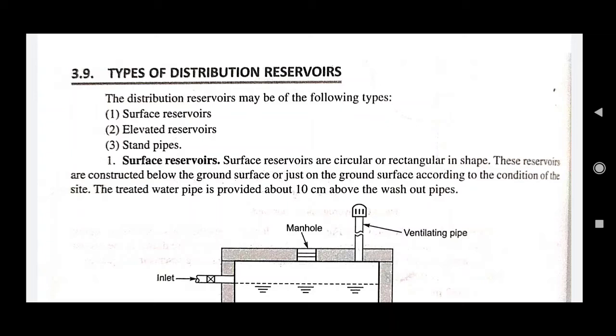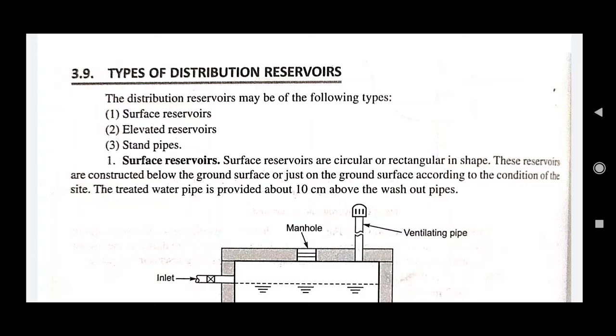But the use of a different type of distribution reservoir depends on various factors like the location or the area which is to be served, the elevation which is to be served, and the distance up to which the water supply scheme has to work. That is, the tail end of the scheme should not be too far from the distribution system.